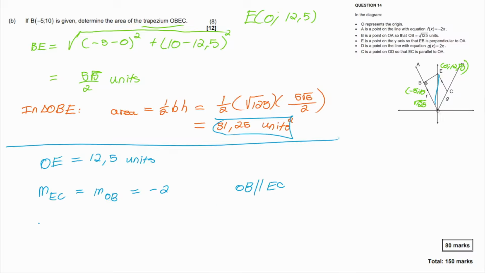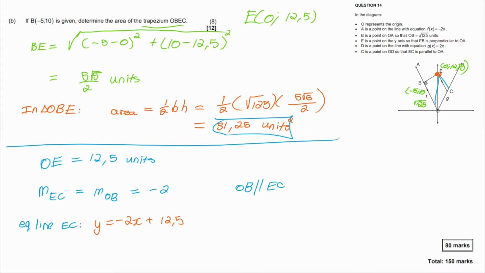So I know what the equation of this line EC is. The equation of the line is just going to be y is equal to -2x plus 12,5, because this is the y-intercept, where we cut it at E. So this is the equation of line EC.